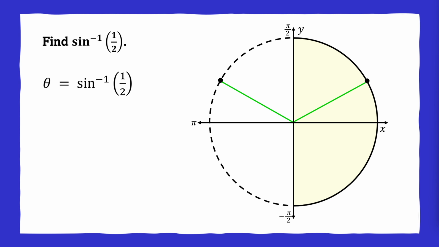On the unit circle, sine is the y-coordinate. At pi over 6 or 30 degrees, which is one of the common angles we often use, the angle forms a 30, 60, 90 degree triangle where the y-coordinate is 1/2. This angle is in quadrant 1 within our range. So the sine inverse of 1/2 is 30 degrees or pi over 6 radians.